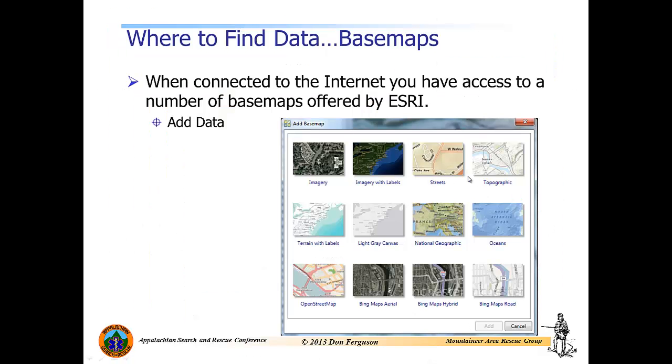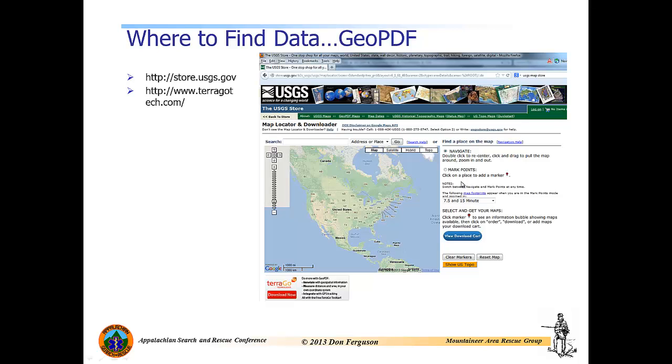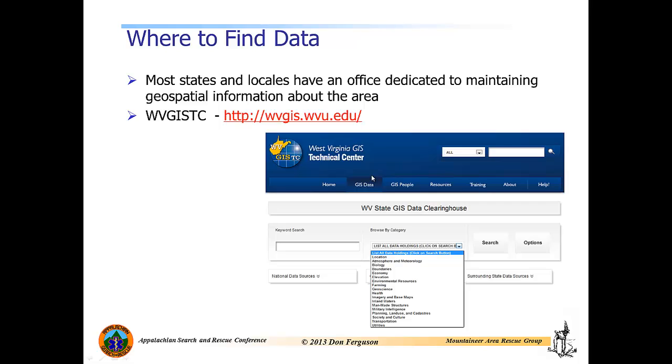As I mentioned earlier, you can get base maps directly in ArcGIS or ArcGIS Online. We'll give you access to lots of different base maps there. From the National Map Program, you can download topographical maps, and you can get raster data for digital elevation models and land cover and things like that. You can also get GeoPDFs, which you can convert to image files in a couple of different applications, from the USGS Map Store.